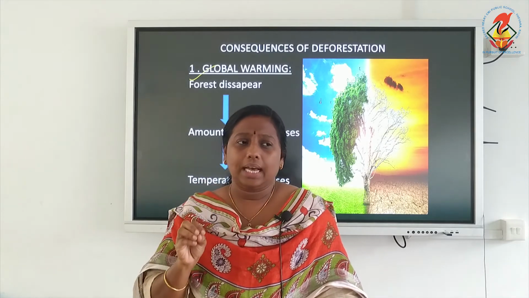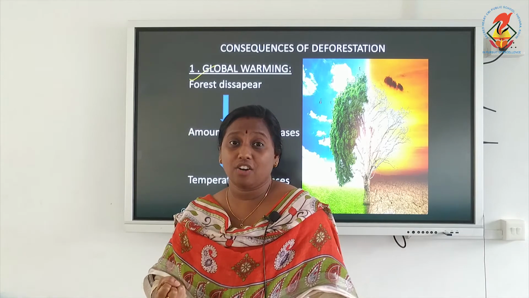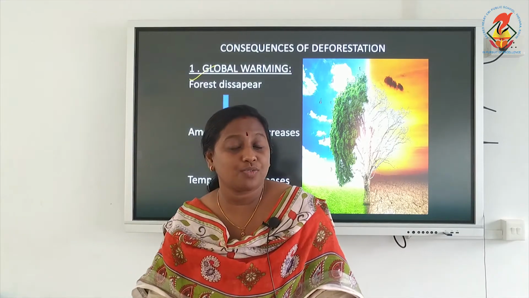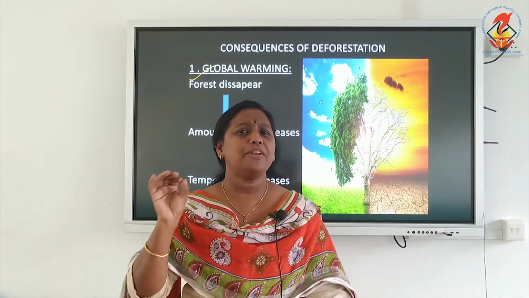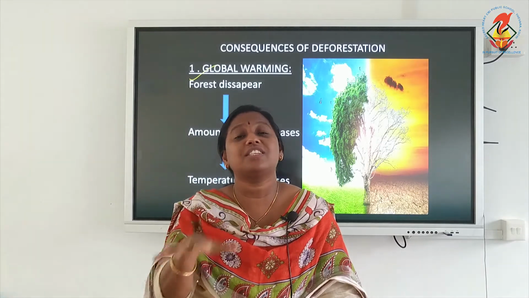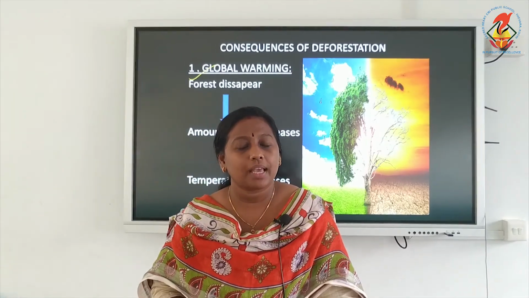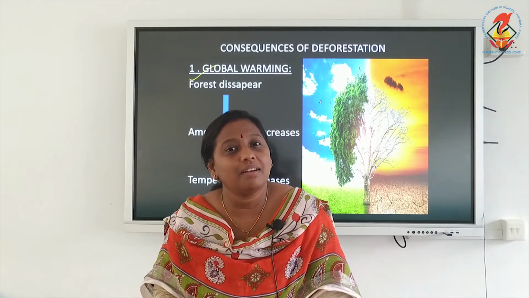Now, you know that the plants absorb the carbon dioxide which is there in our atmosphere for doing photosynthesis. Thereby, plants help in regulating, or keeping a balance of, this carbon dioxide in our nature. When there are no plants or when there are fewer trees, what will happen?